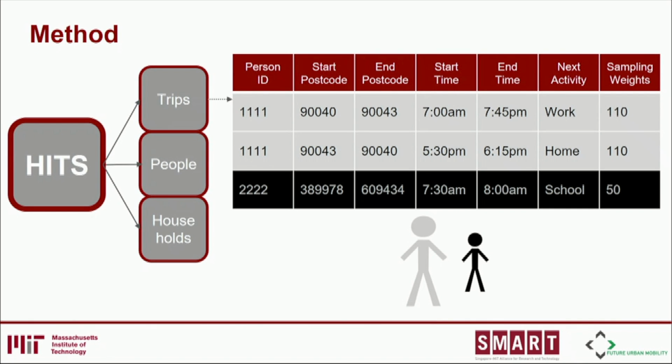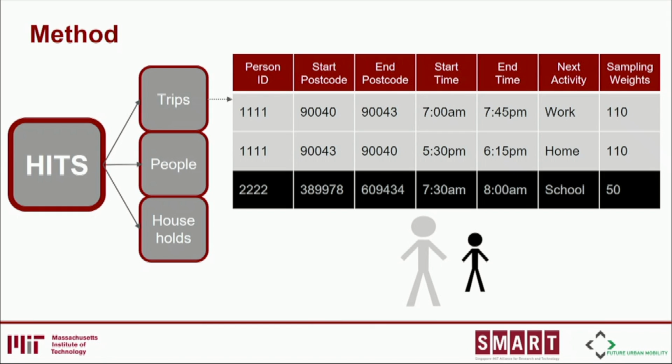So I started by taking the HITS data and separating it into trips, people, and households. This was just to clean the data and make sure that we're efficiently processing it later. The people and household data covers socio-demographic information about the households and the people, car and home ownership, and other useful information on that end. And then the trips data, which is what I concentrate most on in this project, has the person ID, which we can then cross-reference with the people information later, a start postcode for each trip, an end postcode, a start time, an end time, and the next activity, or the current activity if they're not moving, and then sampling weights.